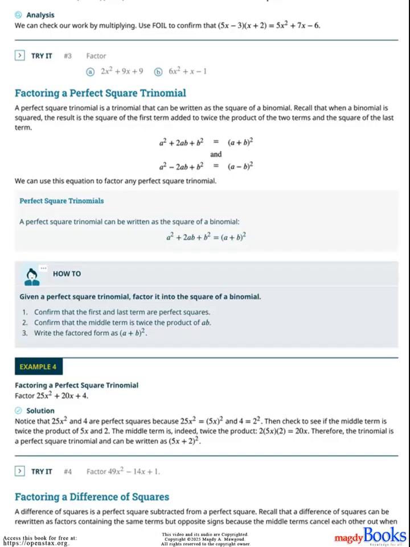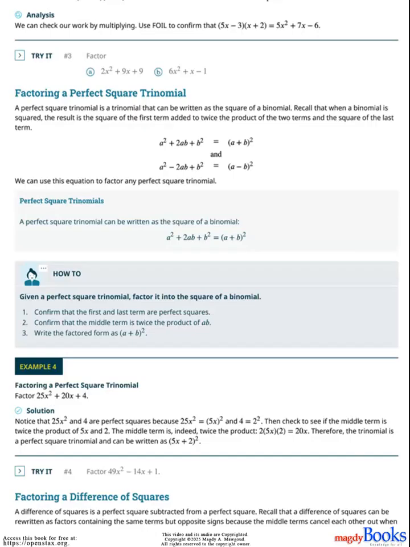A. Perfect square trinomials. A perfect square trinomial can be written as the square of a binomial. a squared plus 2ab plus b squared equals (a plus b) all squared. How to: Given a perfect square trinomial, factor it into the square of a binomial.